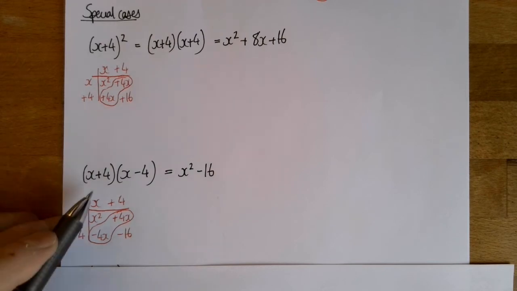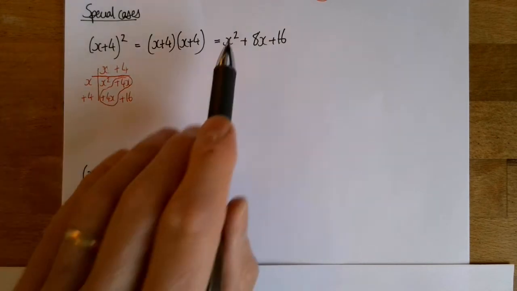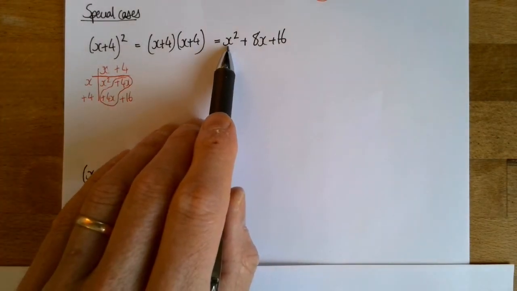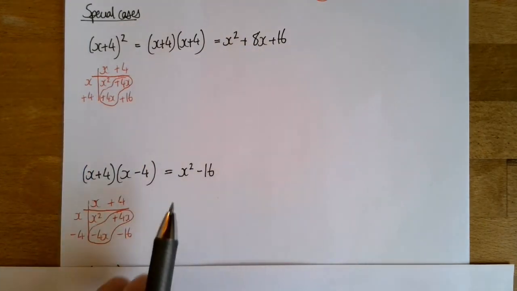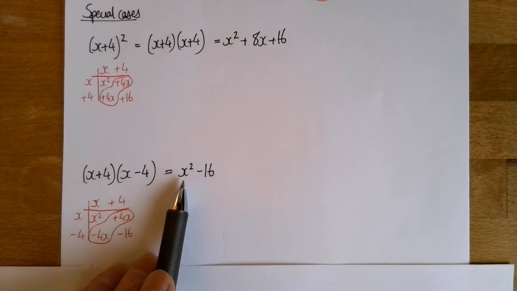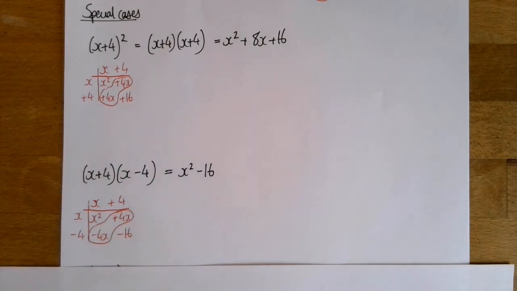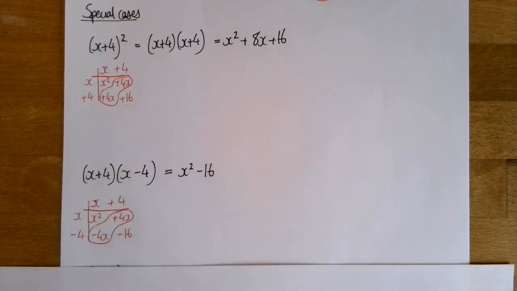So this is unusual, isn't it? Because all the other double bracket expansions we've done have had 3 parts to their answer. They've had an x squared, they've had some x's, and they've had a number. But here we've got a double bracket expansion, which gives us an x squared and a number, but no x's. And that's because we've got the same number in both brackets, but one is positive and one is negative.